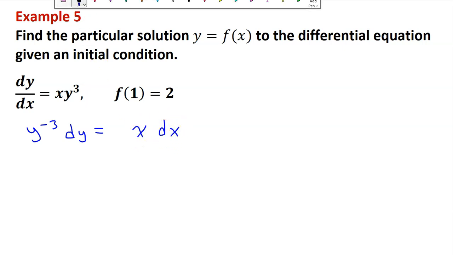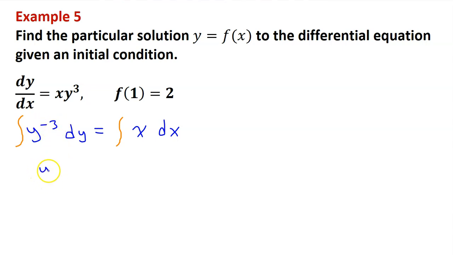Now that we have separated the variables, we can take the antiderivative of both sides of the equation. On the left side, we can just do the power rule of integration and add 1 to this exponent. That will give us y to the -2 power. Dividing by the new exponent gives us a -1/2 in the front. We will save the plus c for the right-hand side. And power rule right here will be 1/2 x squared, and there's your plus c.